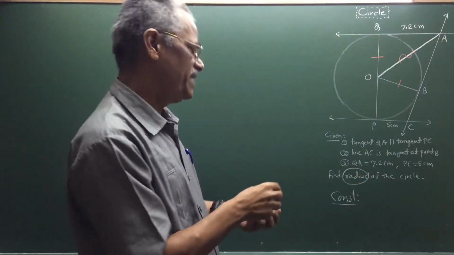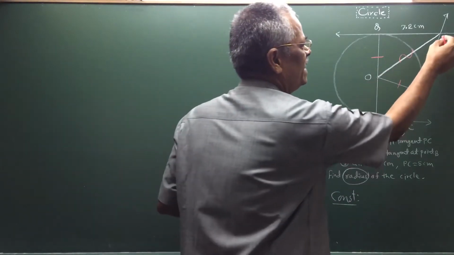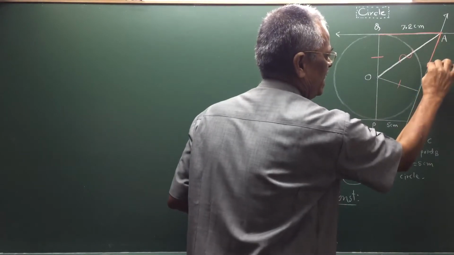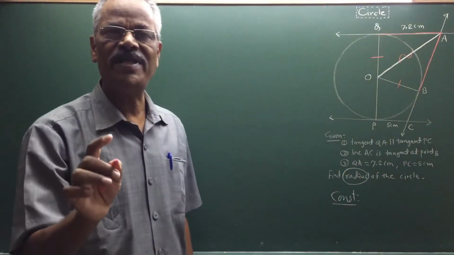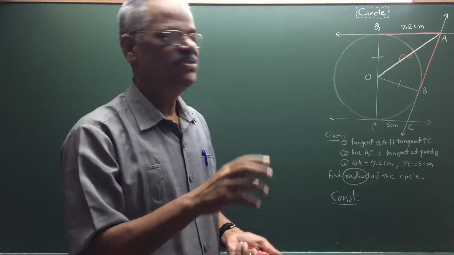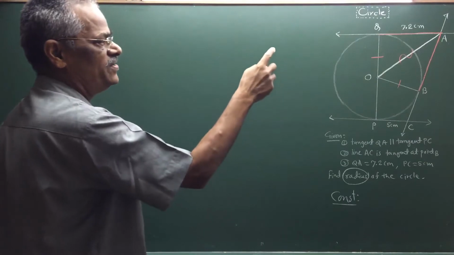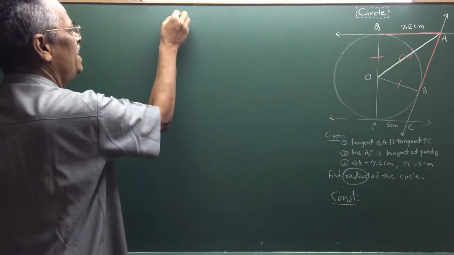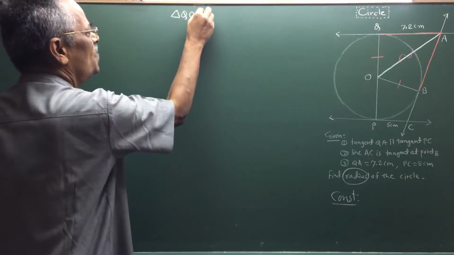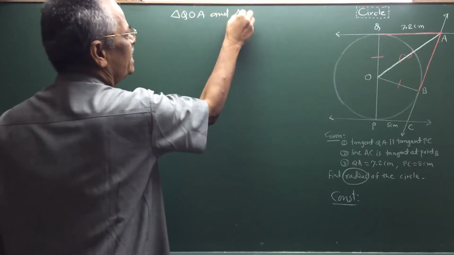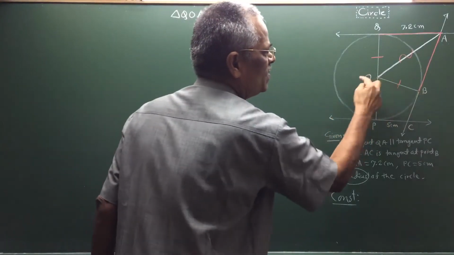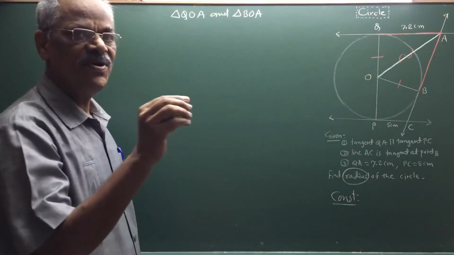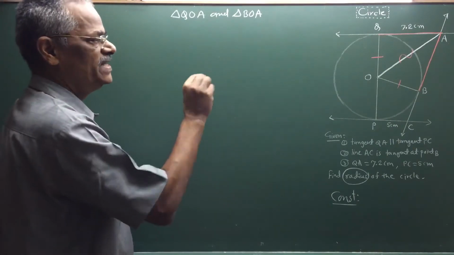OA is a common side. After that, you can see that QA is a tangent segment, AB is a tangent segment. You know that tangent segments are equal. So first try to use two triangles, triangle QOA and triangle BOA. In the two triangles, write down all congruent sides with reason.